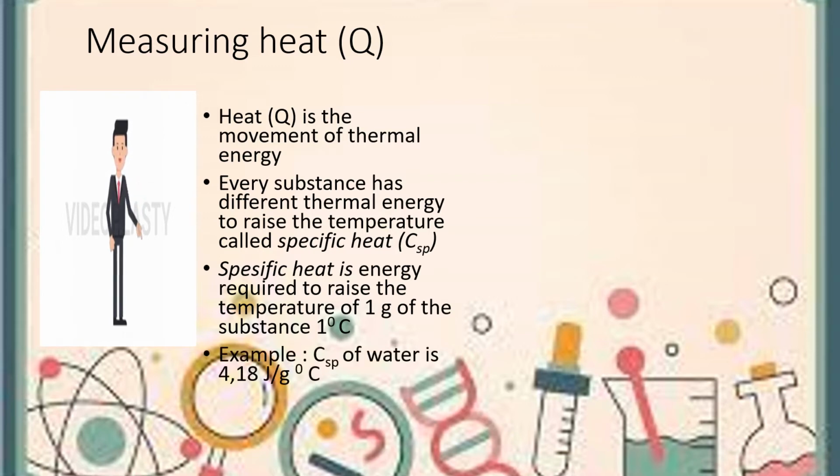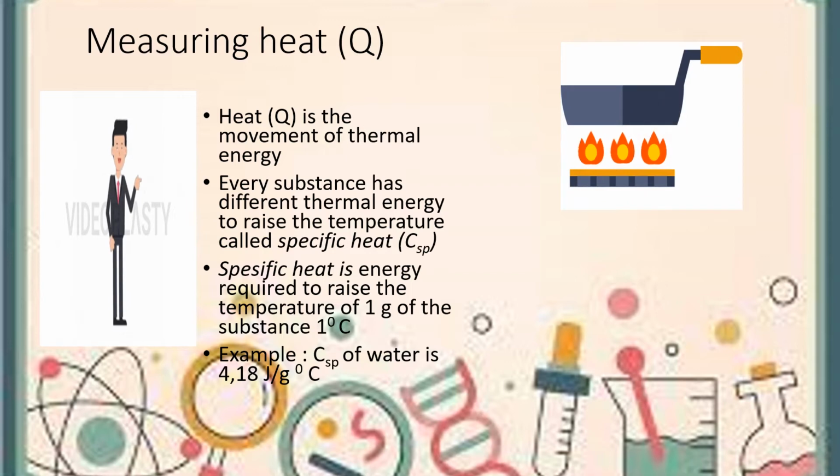For example, take a look at the specific heat of water, which is 4.18. Once again, it is 4.18 joule per gram degree Celsius. So from the picture, let's say inside the plate is water. The water needs 4.18 joules to increase 1 gram by 1 degree Celsius. So this is the specific heat of water.